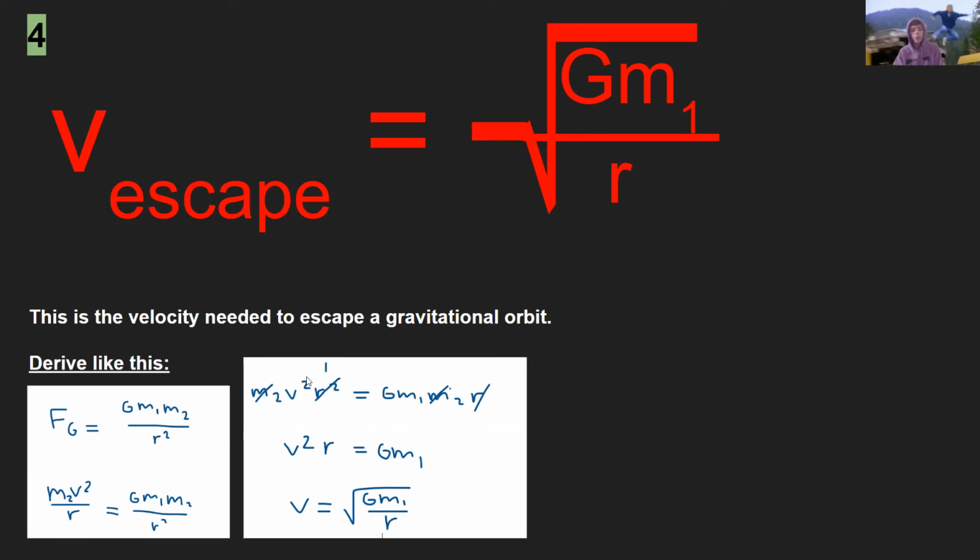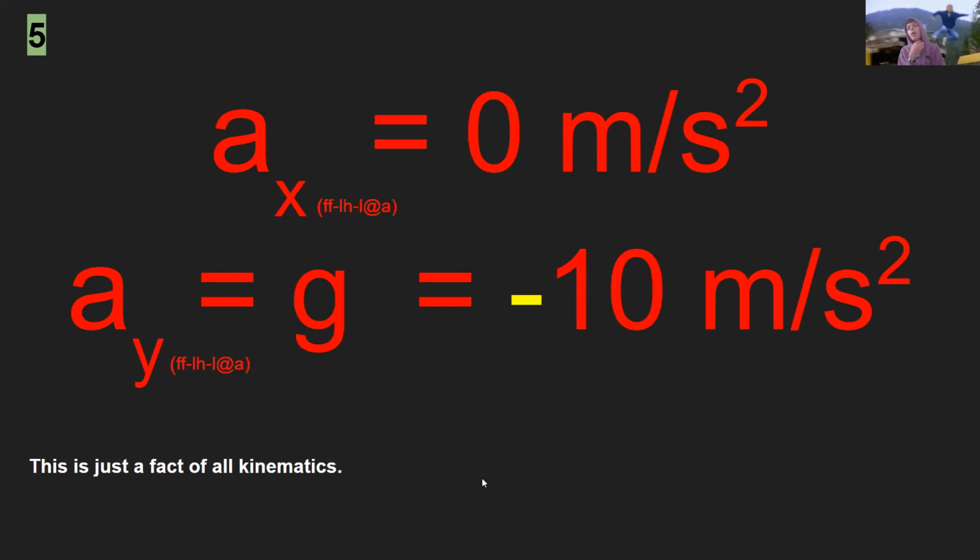And since you have R squared and R, they cancel out, but you're left with one R on this side. That's just an algebra skill. So then you have V squared R equals GM1. Then you divide by R and take the square root, and that's how you get it. This one should have an asterisk by it. I don't know why I didn't do that, but this is not really an equation. When I say equation, I mean the ones that only have letters. This is still technically an equation, but it is just a fact.